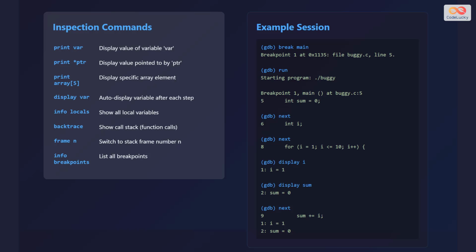The backtrace command shows the call stack, while frame n switches to stack frame number n. Finally, info breakpoints lists all set breakpoints. For example, you can set a breakpoint at main, run the program, step through the code, and use display to monitor variables like i and sum.